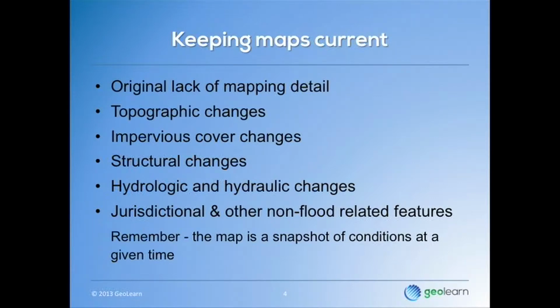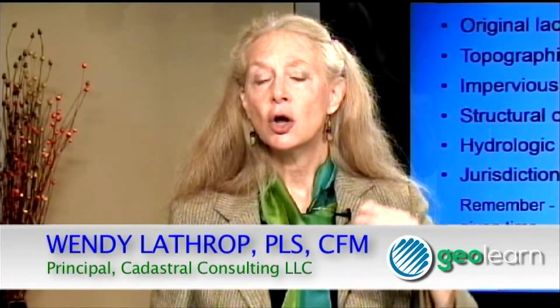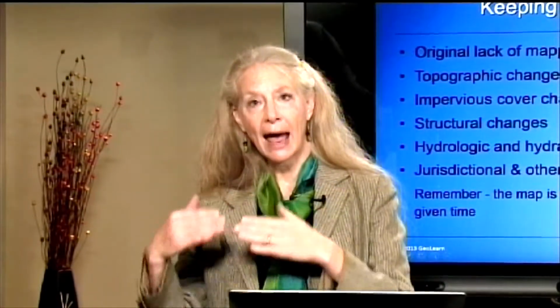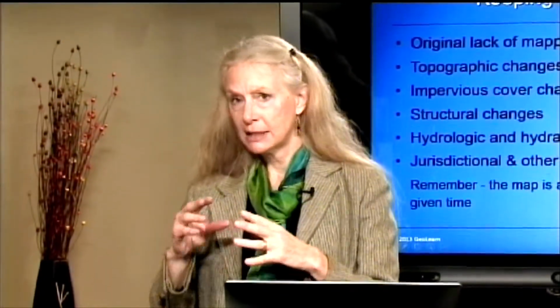So in order to keep maps current, we need to look at the kinds of things that change with maps. We need to look at what was the level of detail in the original map. Was it detailed enough to tell us what the base flood elevation is, the height of the expected level of water to either reach or exceed during the 1% annual chance flood event? If not, then we possibly want to add detail, add more technical information to improve those maps.